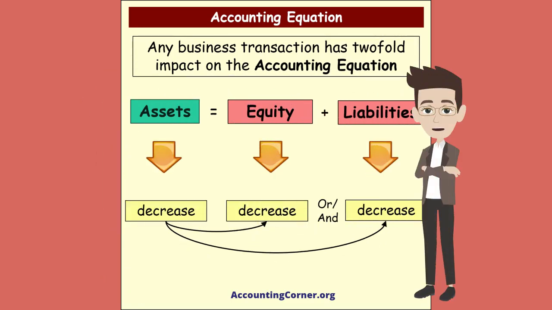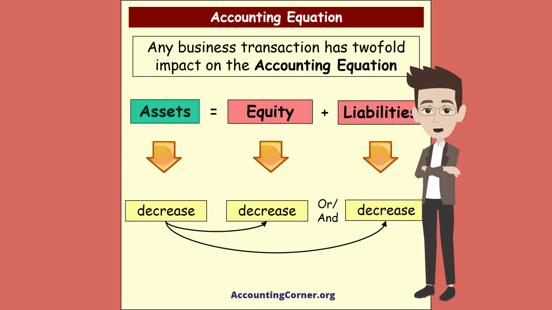Another example of how business transactions impact the accounting equation is a decrease in assets and a decrease in equity or liabilities, or both of them. A practical example can be as follows. One example is a repayment of the loan to the bank. Another example is a return of the money invested to the shareholders.